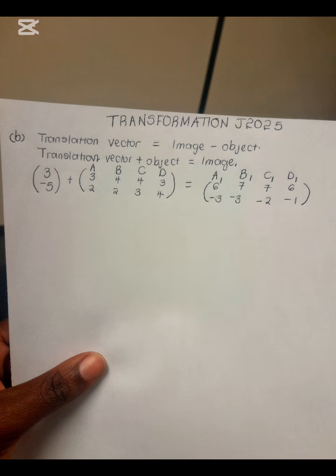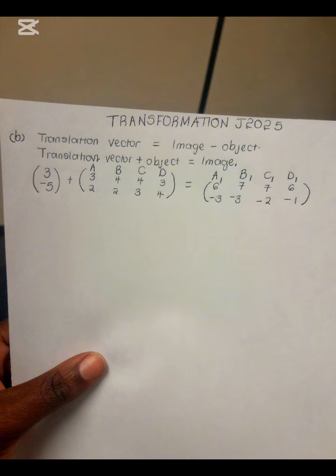So on A, 3 plus 3 is 6, and -5 plus 2 gives us -3. That is going to be our first coordinate, A1. We plot 6 in the x-axis and -3 in the y-axis. Then for B, we add the translation vector: 3 plus 4 is 7, and -5 plus 2 gives us -3. So we plot the point B1, which is 7 in the x-axis and -3 in the y-axis.